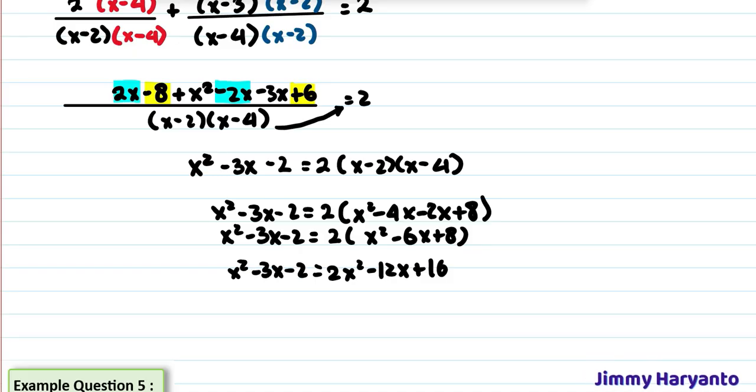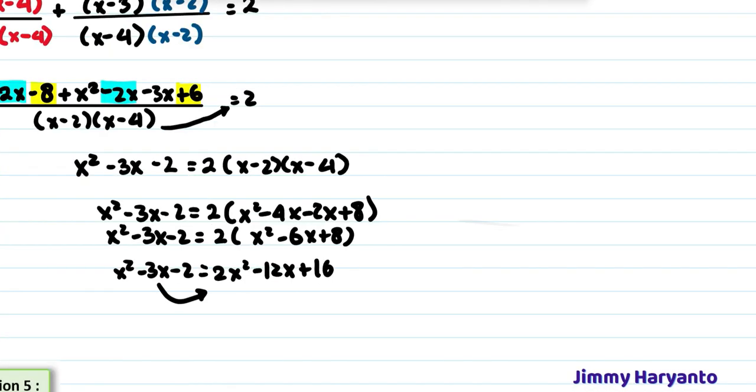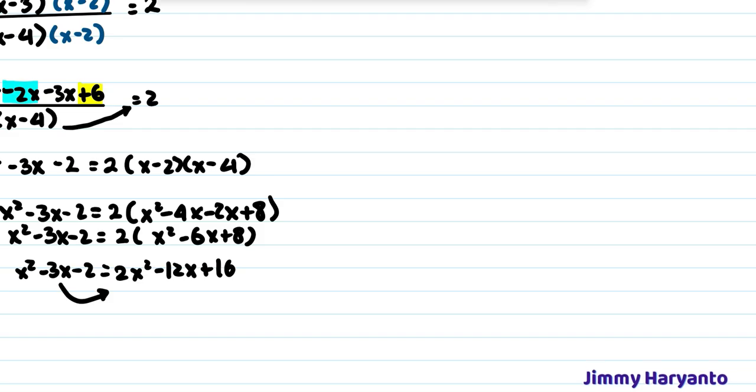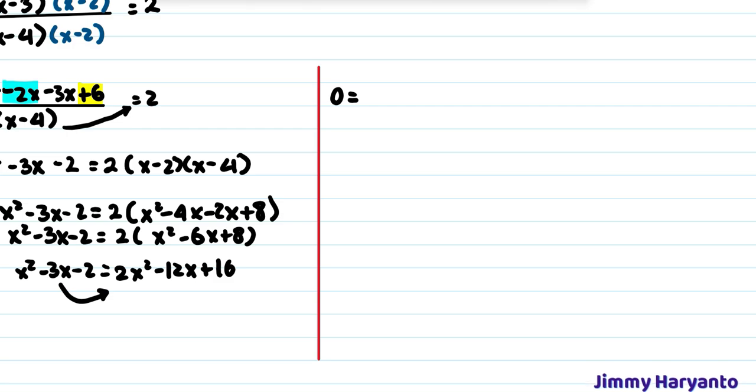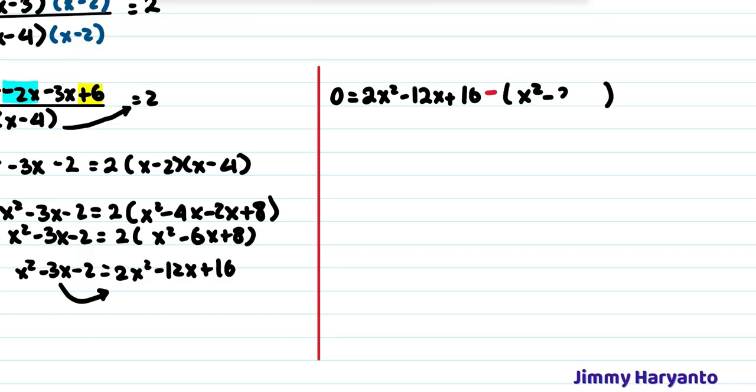And then I will move all of the left hand side into the right hand side to make the expression equal to 0. Because one more time, in the quadratic equation it has to be equal to 0. When you move it to the right hand side, you'll have 2x squared minus 12x plus 16, and then minus it with, don't forget to put brackets, x squared minus 3x minus 2.